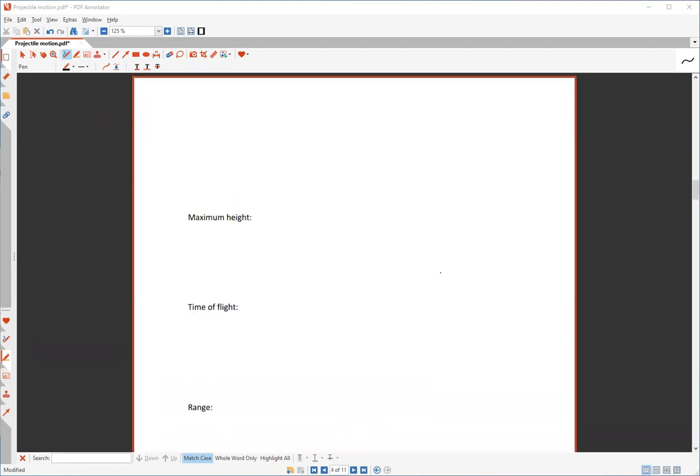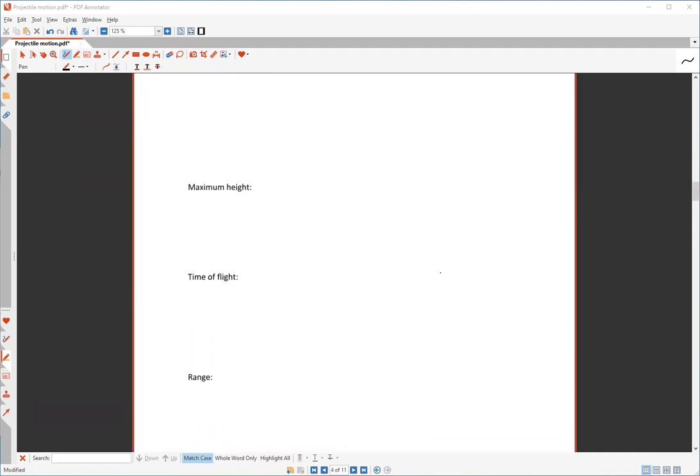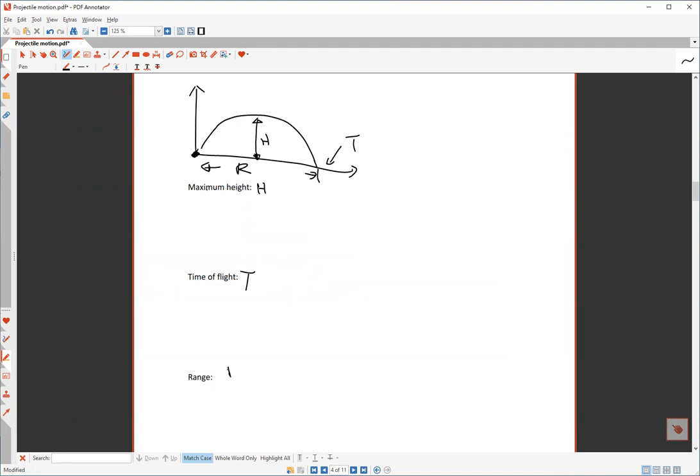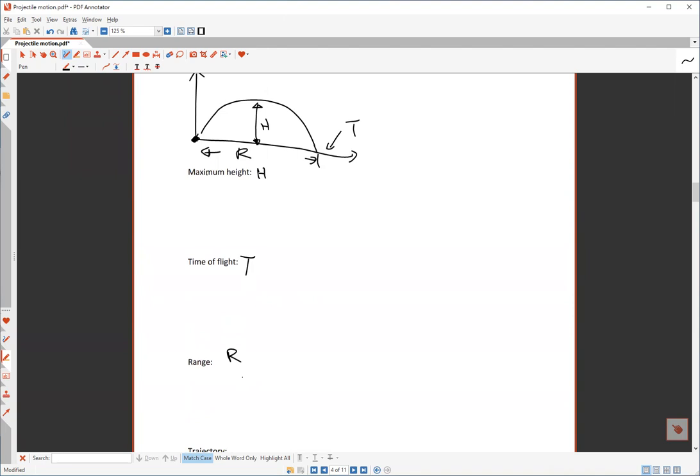Okay, that's fine. So let's have a look at what we are going to want to know about it. So let's say for this kind of motion, obviously we want to find the maximum height. We want to find the time of flight, that means the time when it reaches the ground again, and then the range of the path. Okay, so we're going to find these three, and then let me write down the four equations again.